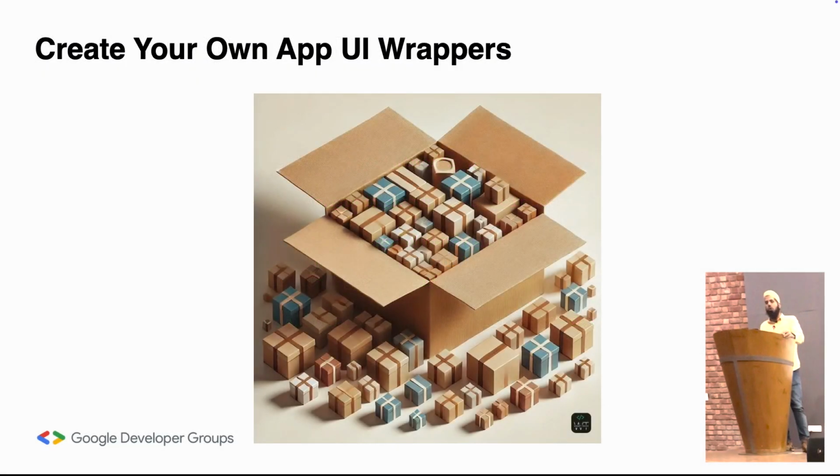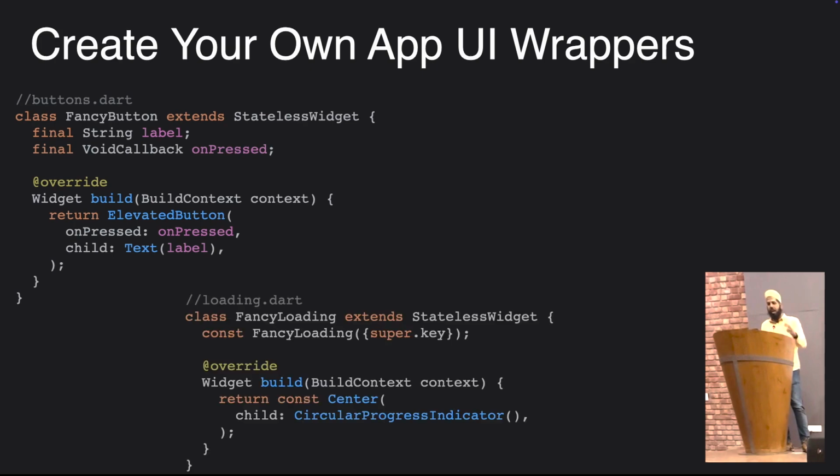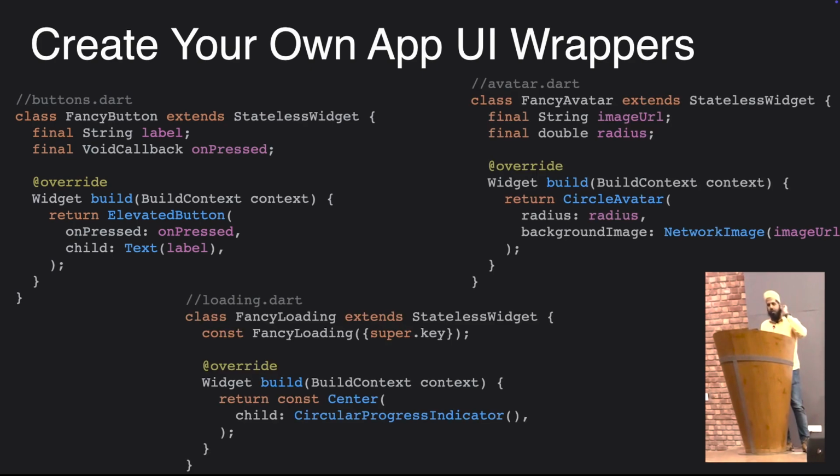Next is create your own UI app wrappers. And this is pretty simple. Since every app has a distinct design, they have Material Design, but they have their own distinct design. So you need to create similar components which you can use across your app. For example, you can create your own fancy button, your fancy loading, and then fancy avatar. It can be any name based on your app. So these are the common components which you create, which are a wrapper around the existing widgets available in the app.